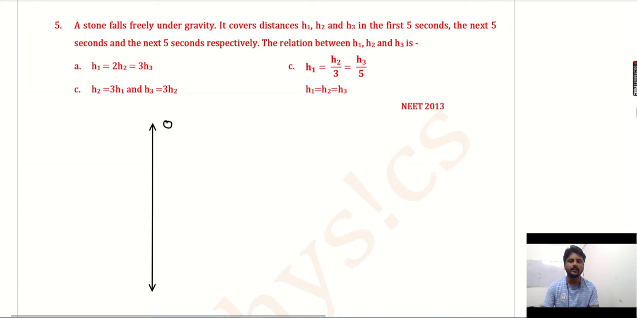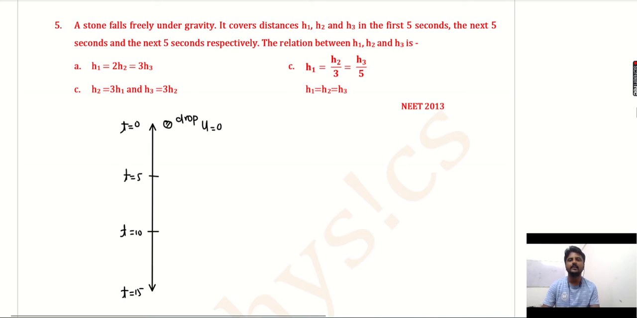What we are doing here? We are dropping a ball here, a stone here, right? Means initial velocity is 0. At t is equal to 0, we are dropping the ball. Let's say that this is the time t is equal to 5, this is the time t is equal to 10, and this is the time t is equal to 15.